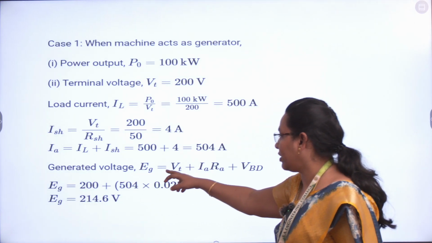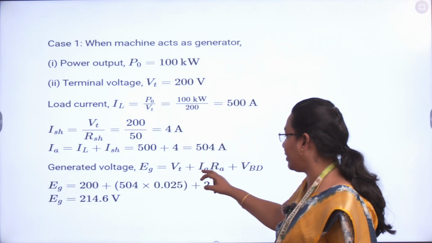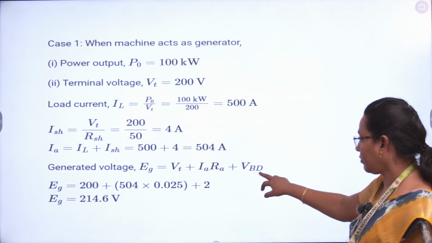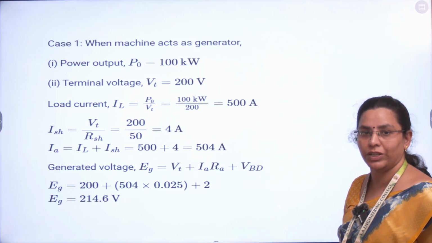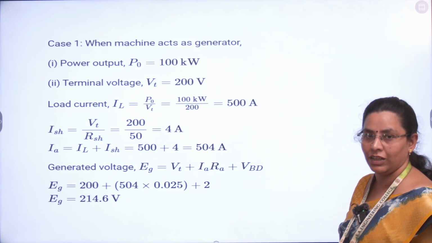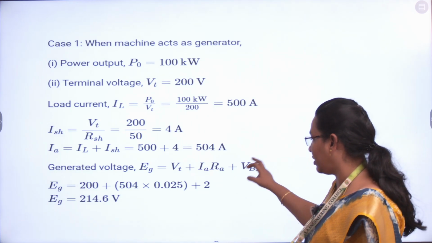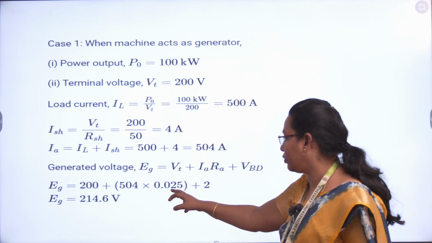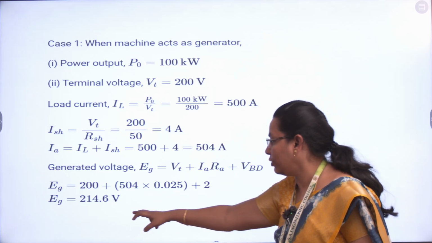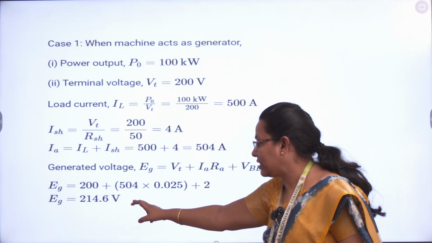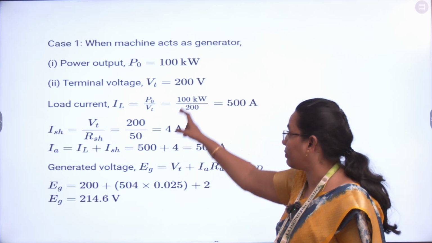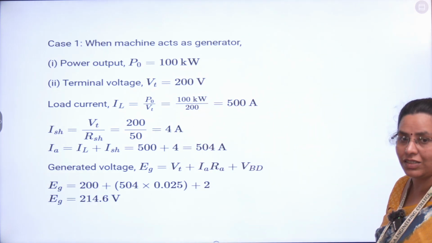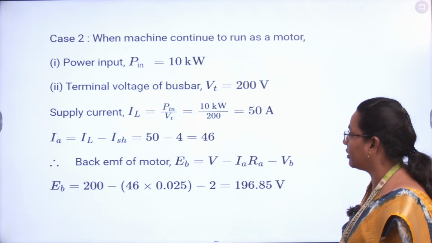So what is the generated voltage formula? EG equal to VT plus IA RA. Normally the brush voltage is negligible, but in this problem the brush voltage is given, so we have to consider that value also. So 200 plus 504 into 0.025 plus 2 equal to 214.6. So this voltage represents the generated voltage when the machine acts as the generator.